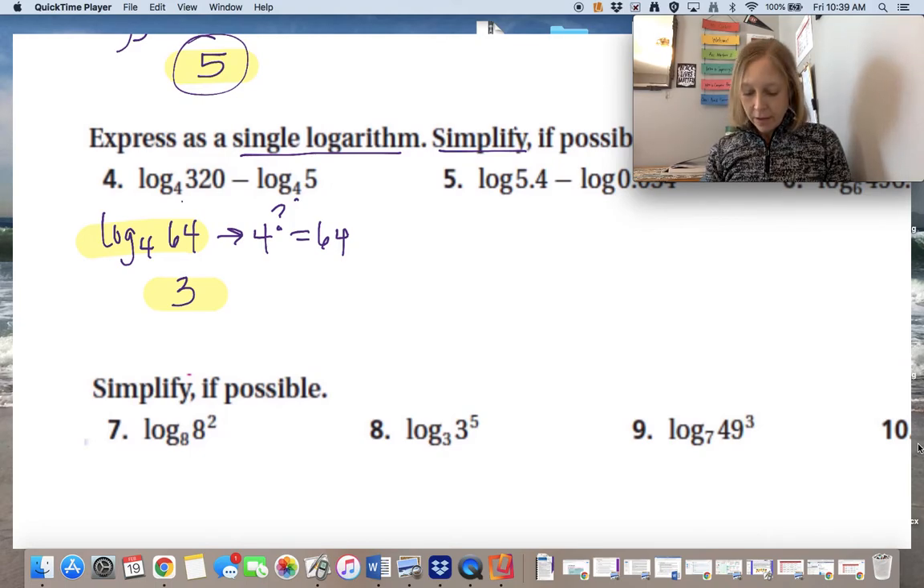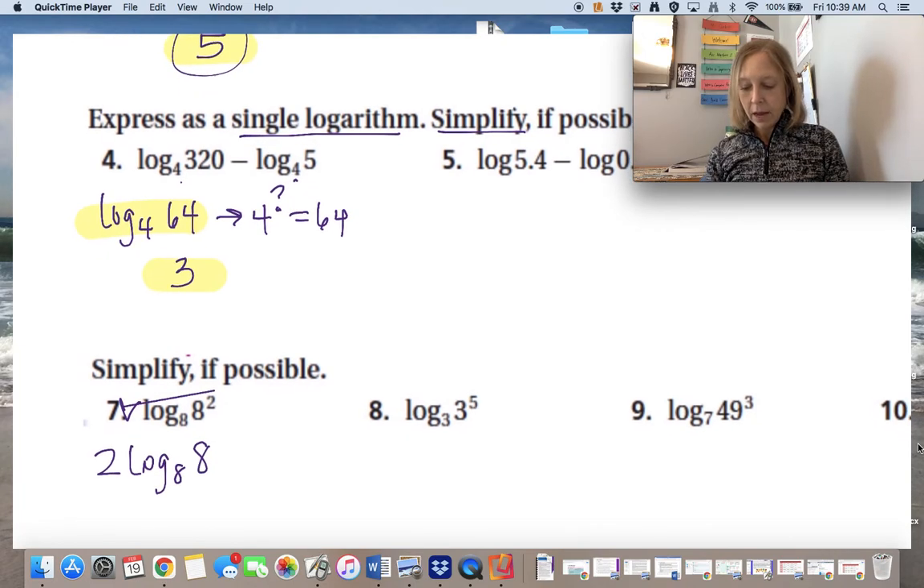So it says simplify if possible. I see this power right here, so I can drop it down into the front. So I'll have 2 log base 8 of 8. Now I can keep simplifying this because I know that if the base of the logarithm and what I'm taking the log of match up, I'm saying 8 to what power is 8? 8 to the 1st power. So I usually show it like that. So 2 times 1, because that's what this is equal to, 2.